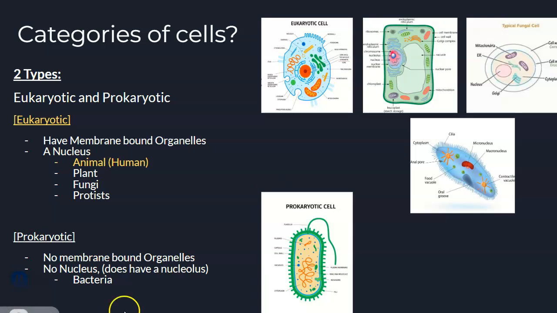Okay, so if we break down what prokaryotic is, basically it means it does not have membrane-bound organelles or a nucleus. But bacteria do have DNA. It's important to understand that as we go along and learn what a nucleus is. Though we're not going to focus on bacteria today, they do contain DNA, but it's not contained in a true nucleus like ours would be. Okay?